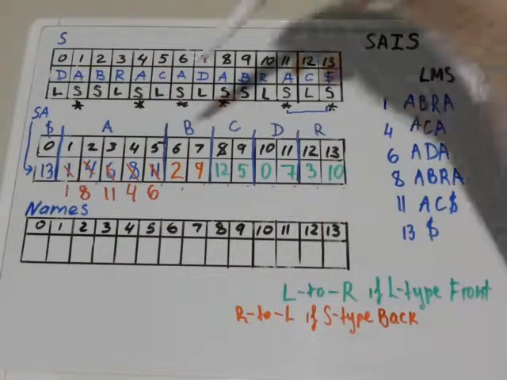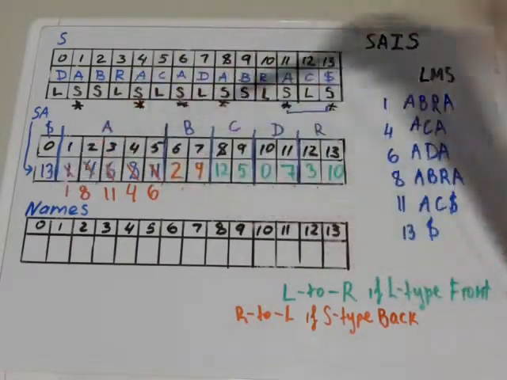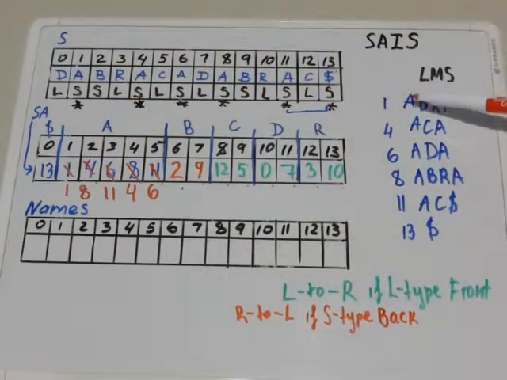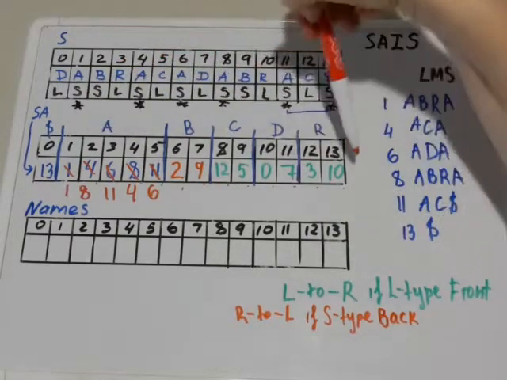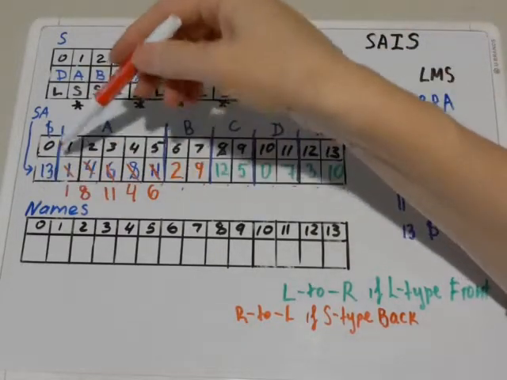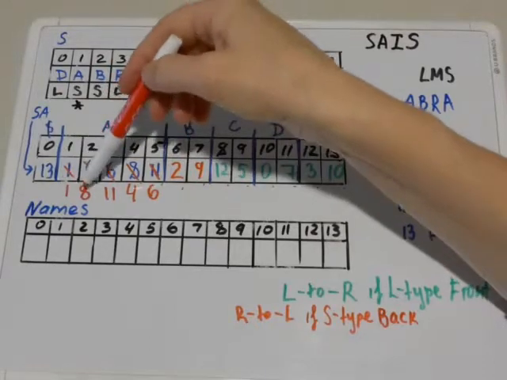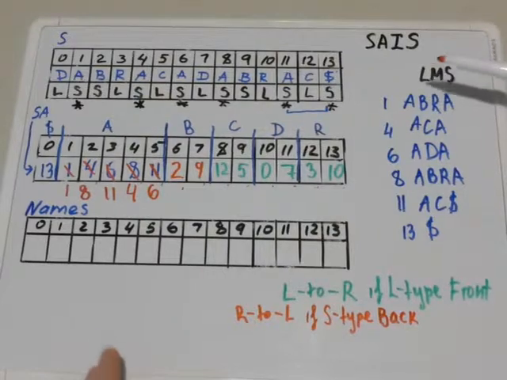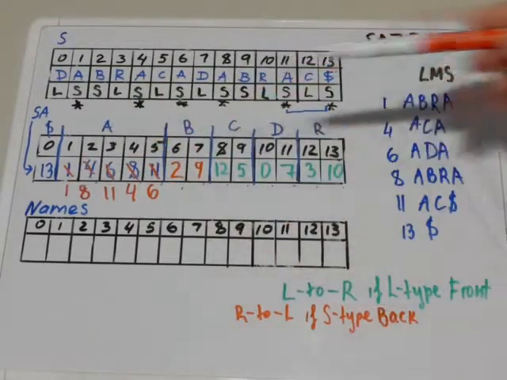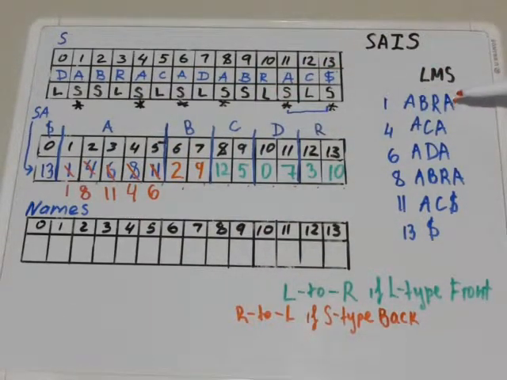Now, whatever starting positions are of LMS substrings, and you see all LMS substrings start with A or the $ sign, right now these two scans, from left to right and from right to left, sort the LMS substrings in alphabetical order. Notice that the substring that starts with index 1 is this, arbor, and it is less in alphabetical order or equal to the string that starts at index 8, which is also arbor.